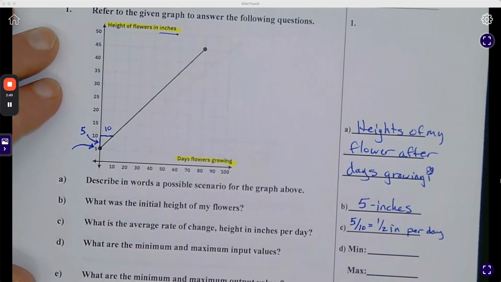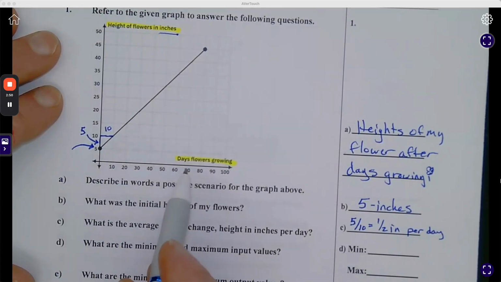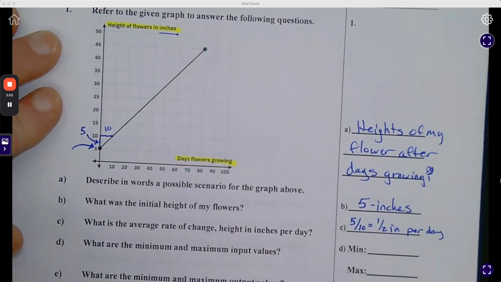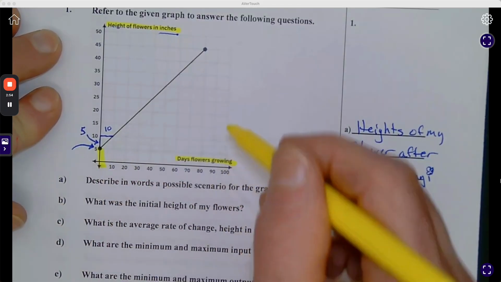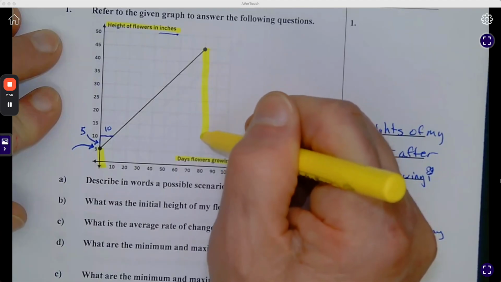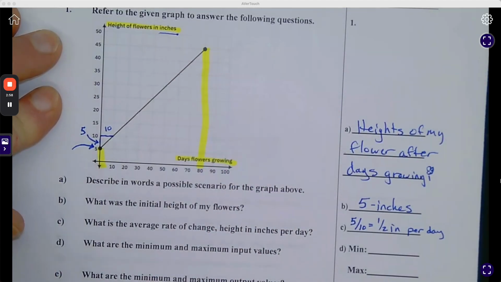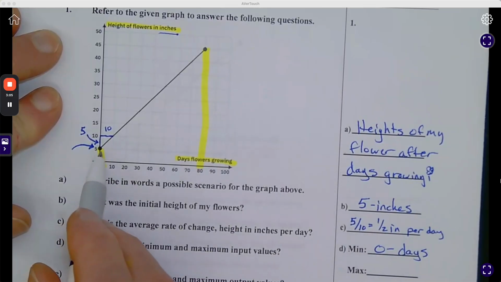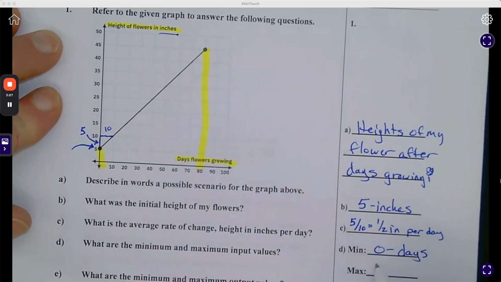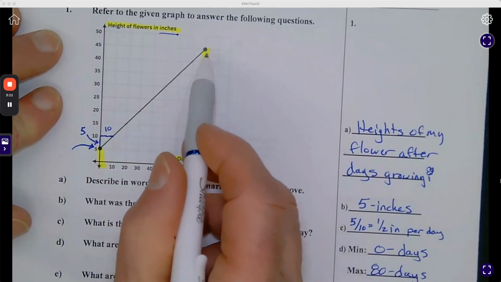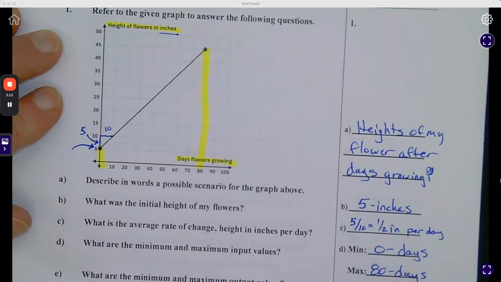Okay, there it is. What are the minimum and maximum input values? The input values are X. So the minimum X is right there. The maximum X is right there. So the minimum is 0 days. That's the day you planted them, right? And they were 5 inches tall. The maximum is 80 days. And notice at that time, they were 45 inches tall.